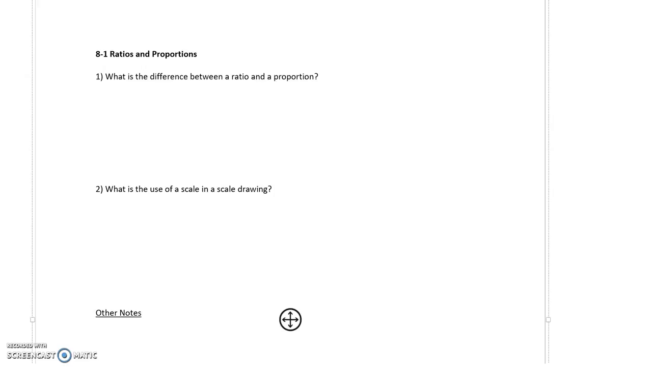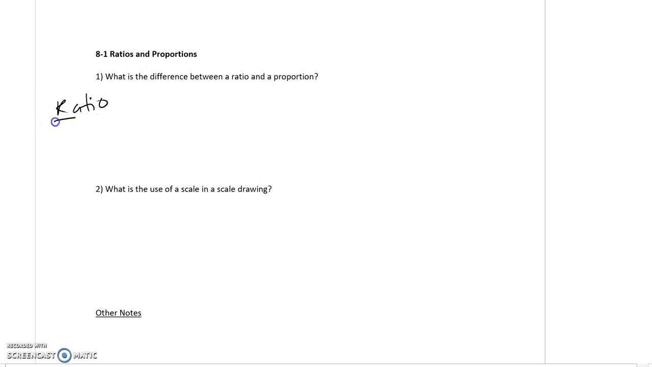So lesson one is a review of ratios and proportions. So number one here, what's the main difference between a ratio and proportion? This will be a little bit overgeneralized, but a ratio is a comparison of two numbers.